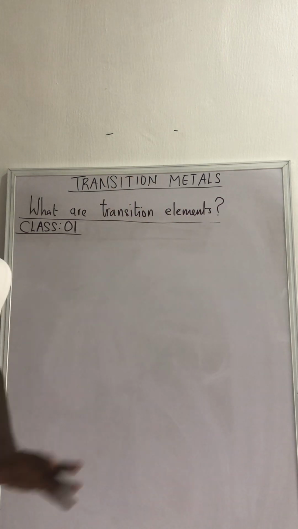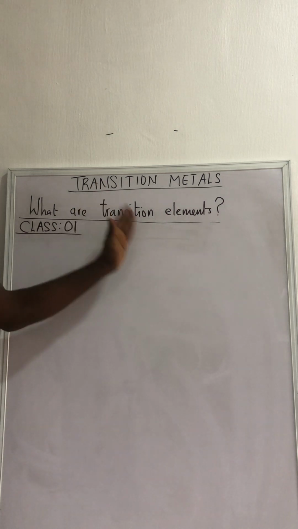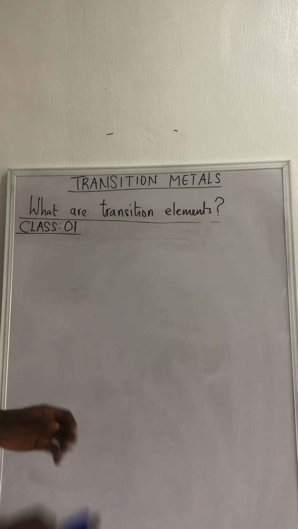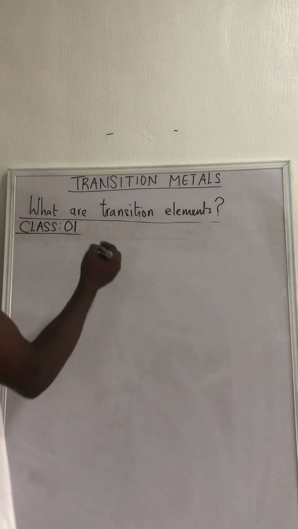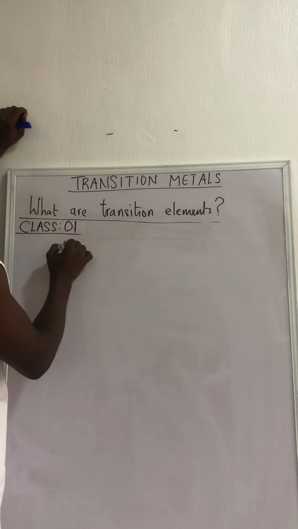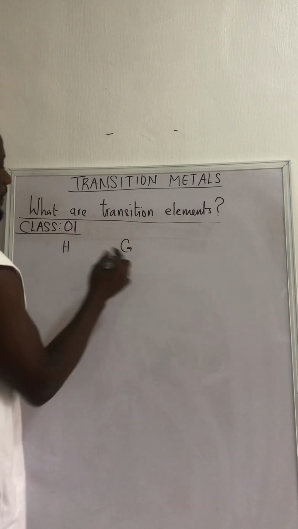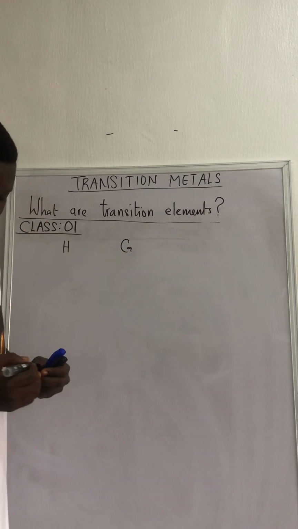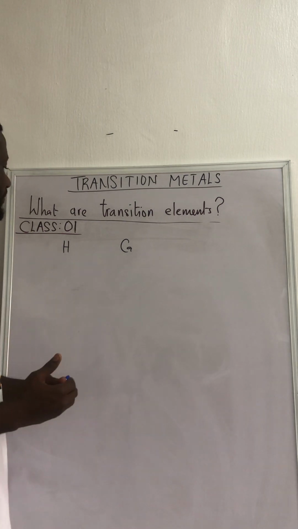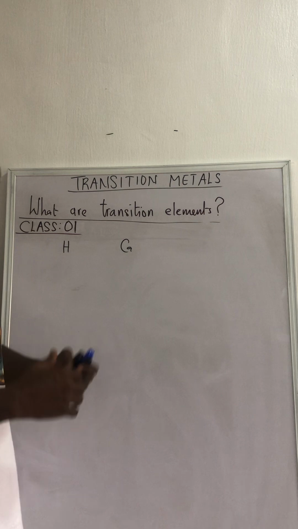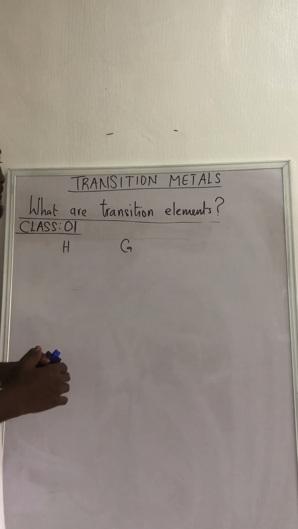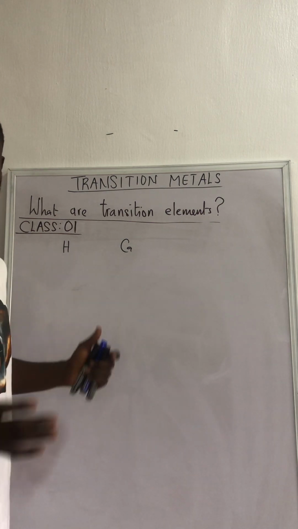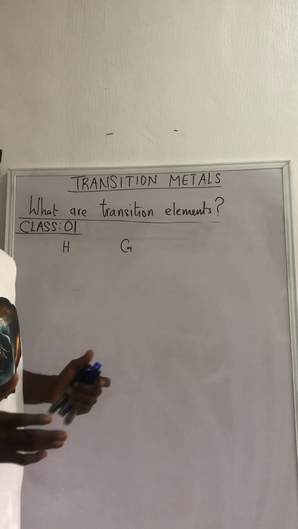What are transition elements? If we look at the periodic table, we discover that from hydrogen to calcium, if you look at the electronic configuration of hydrogen and calcium, we will discover that these elements do not have what is called d electrons. They don't have d electrons in their electronic configuration.